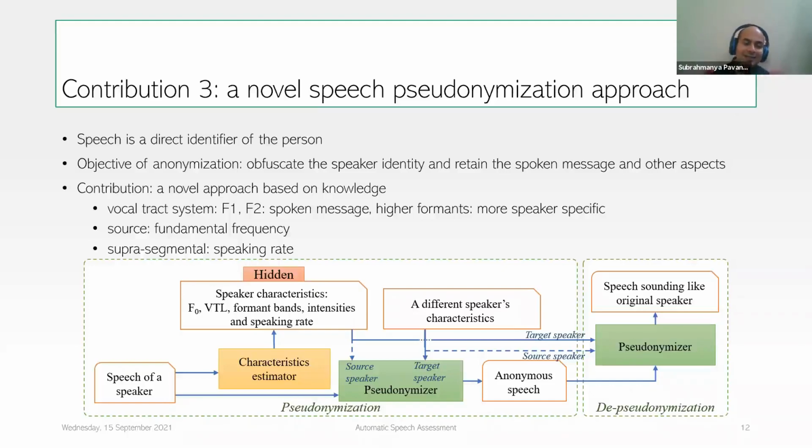So here in this illustration that I have shown, the speech of a speaker is passed through a characteristics estimator in the proposed approach, where the characteristics of the speaker are obtained and then they are hidden. So we have a block which is a pseudonymization, where the correct characteristics and the different characteristics are given so that the speech is anonymized. So this speech sounds like a different person, but with the same spoken content. The same block can also be used to de-pseudonymize. That means we can use the original speaker's characteristics and then get the speech that sounds like the original speaker again.